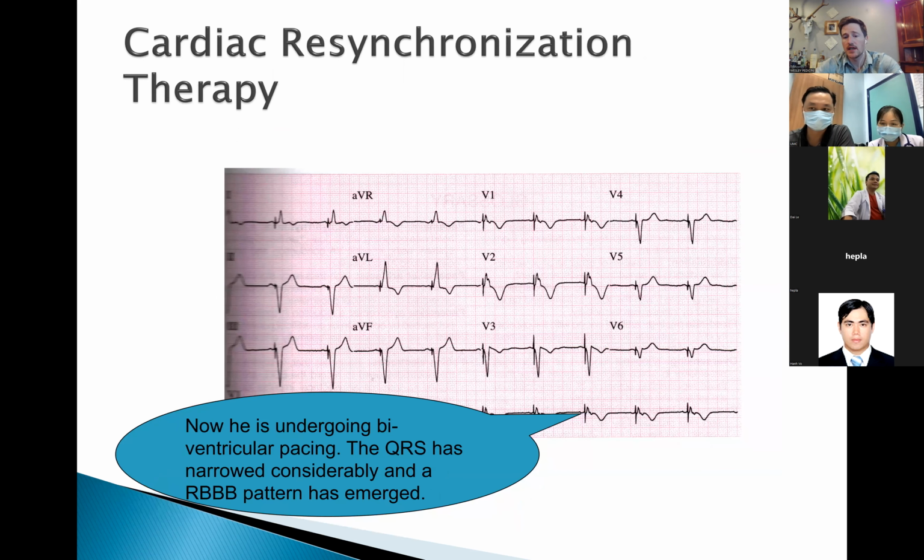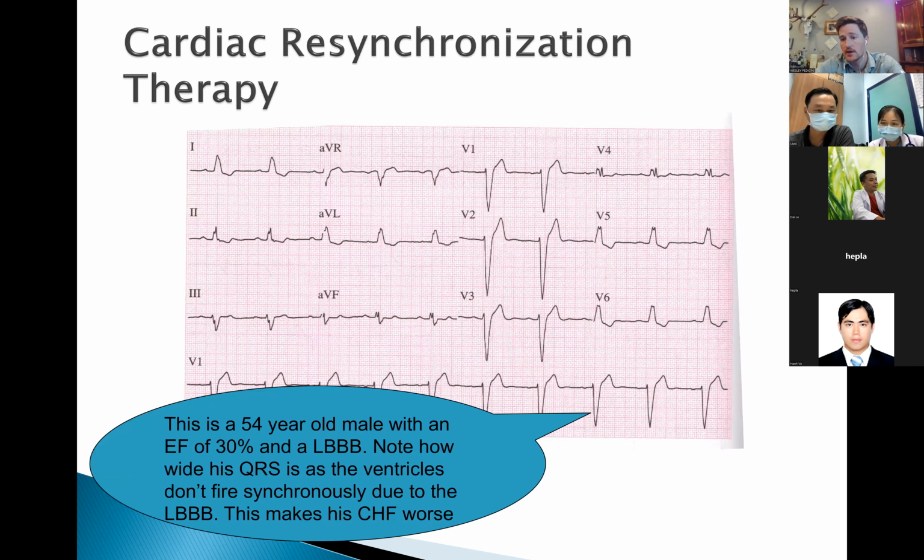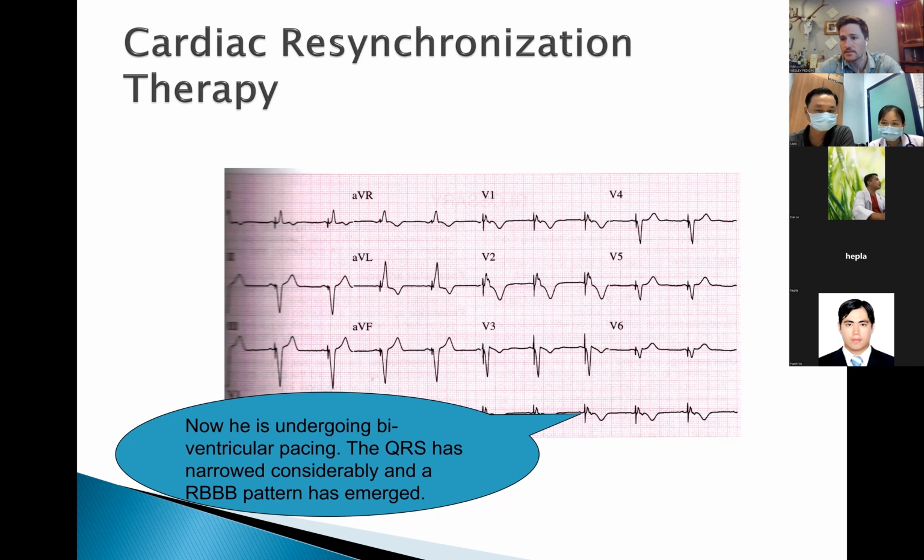So this is after he received a biventricular pacer. We see the QRS has been narrowed quite a bit compared to this one. You see the difference? We also see the pacer spikes. So the QRS has been narrowed, and then we see more of this right bundle branch block pattern. This is an example of cardiac resynchronization therapy with a biventricular pacer.